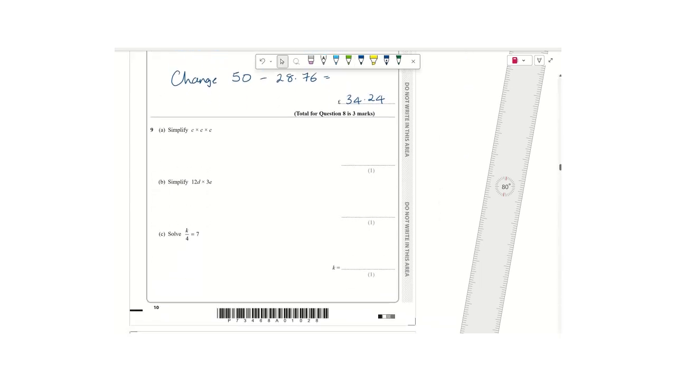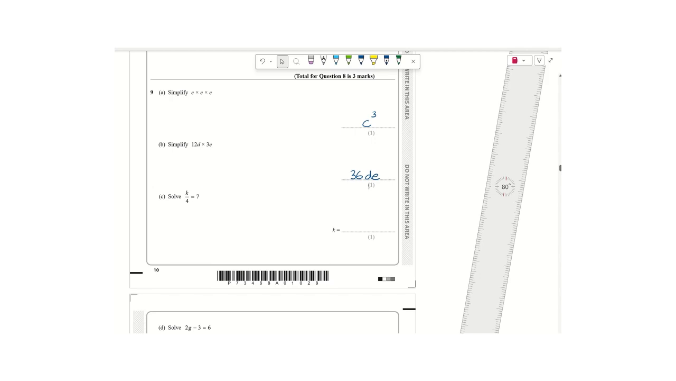Question 9. Simplify c times c times c, so that's 3 of them, so c cubed. And then 12d times 3e, so 12 times 3 is 36, and then de. Solve k over 4 equals 7, so it's k divided by 4, so we have to do the opposite, which is to times both sides by 4, so that will give me k equals 7 times 4, which is 28.